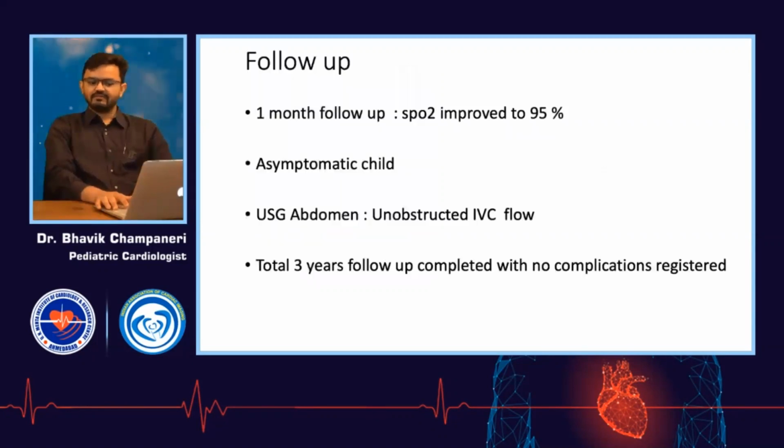At one month follow-up, this patient's SpO2 improved from 80% to 95%. The patient was asymptomatic. Again a USG abdomen was done on follow-up, and it suggested unobstructed IVC flow. A total of 3 years follow-up has been completed for this patient, and the patient is doing very well. She doesn't have any complaint at all.